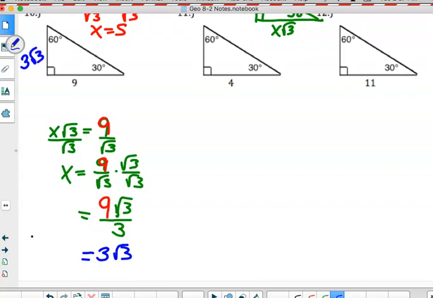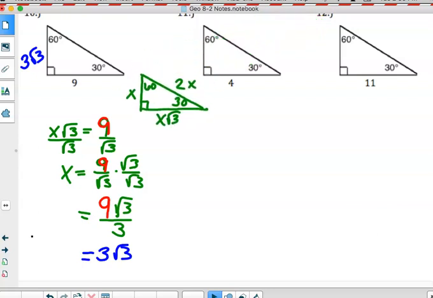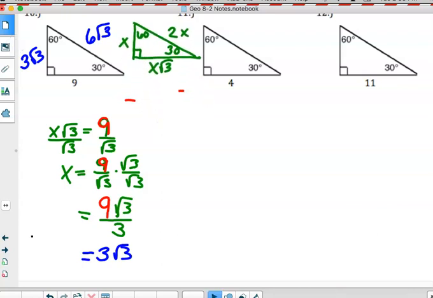Well, once I get the short leg, I know my hypotenuse is related by multiplying my short leg by 2. So I'm going to take my short leg and multiply it by 2. So 3 times 2 is 6, and that's 6 the square root of 3 is my hypotenuse. We're going to do this again. Okay, now remember, 9 was divisible by 3, so I got rid of that fraction.